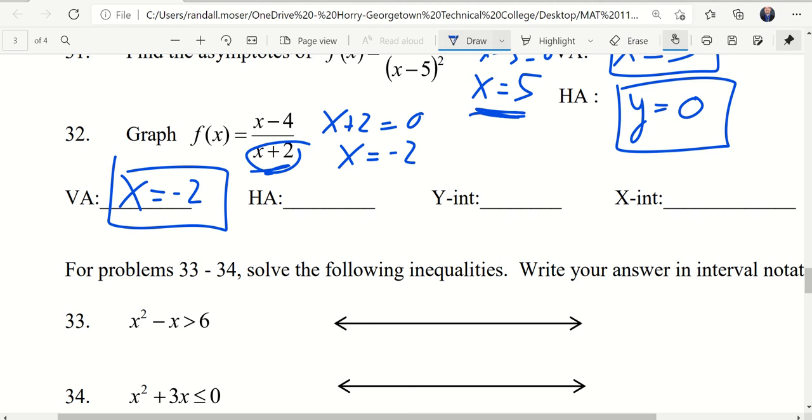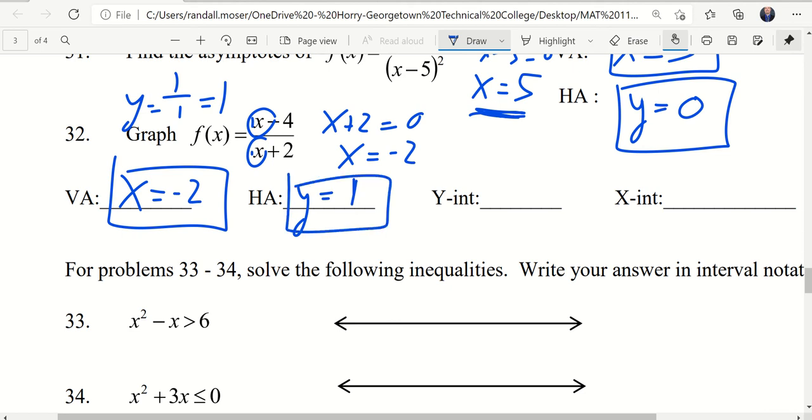To find the horizontal asymptote, we compare the highest power of x. Notice that both numerator and denominator share the same highest power of x. So the equation of the horizontal asymptote is going to be y equals the ratio of their leading coefficients, which is 1 over 1, which is just 1. So the horizontal asymptote is going to be y equals 1.